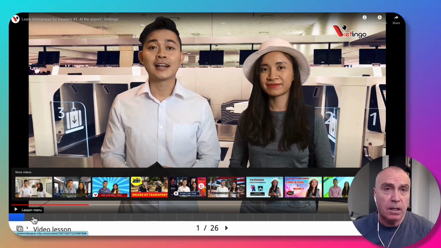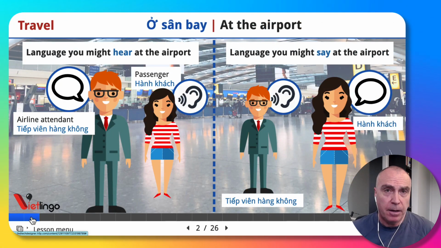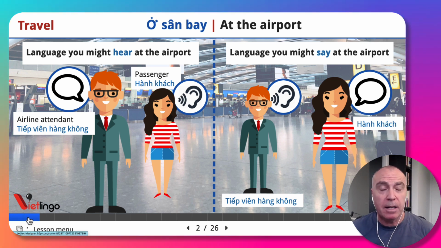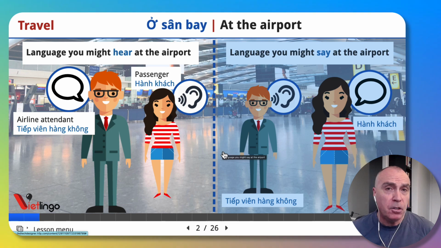If I just move on now to the next slide, I'll show you how I put this together. Again, this activity is meant to develop practice and understanding of the presented language. So the second slide here shows a representation of the two parts covered in this video. One being the language you might hear at an airport, and two, the language you might say at an airport. So it mirrors the structure of this video lesson.